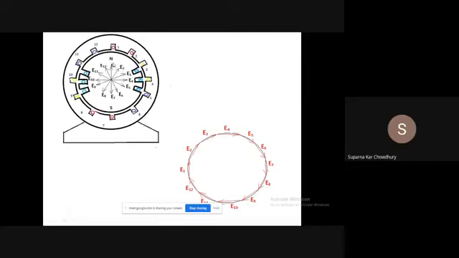But when the field axis and the armature axis are 90 degrees apart.